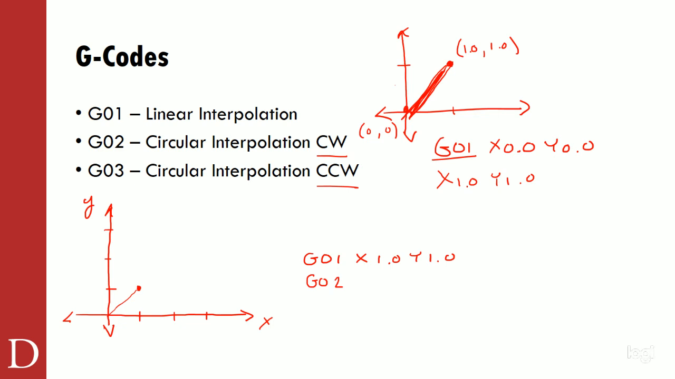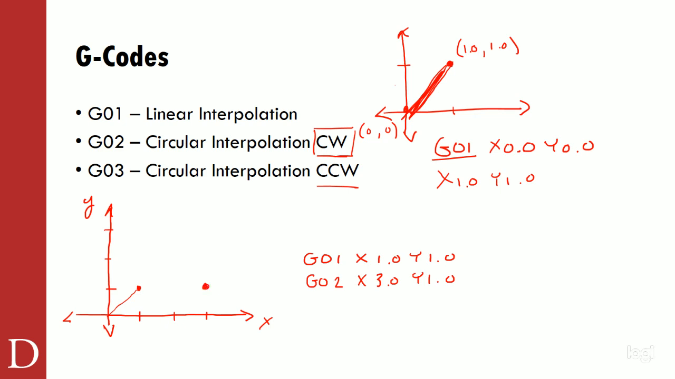But now we turn on G02. We know that G02 is a clockwise circular interpolation. And we're going to have to give it one more command. We're going to say, I want to go to X 3.0 and Y 1.0. So we're going to go to this location now.